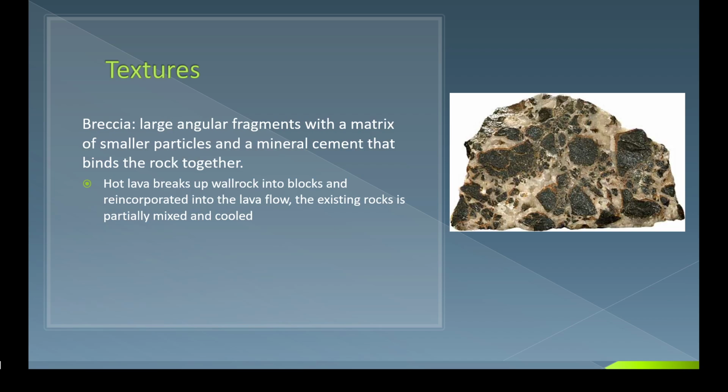And finally is a brecciated texture. A brecciated texture occurs when there are large angular fragments with a matrix of smaller particles. This usually happens when a hot lava breaks up a wall rock into blocks and allows for the magma to penetrate into it. When this happens, the magma reincorporates the different blocks into the lava flow, and then when it is cooled, it has this irregular looking shape because the magma invaded the wall rock and then allowed it to cool, which then formed this shape.